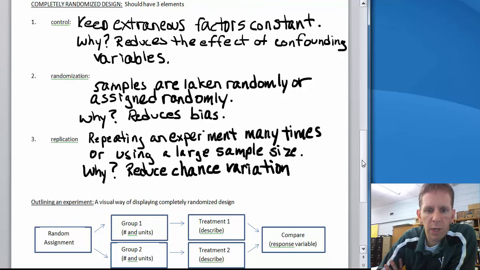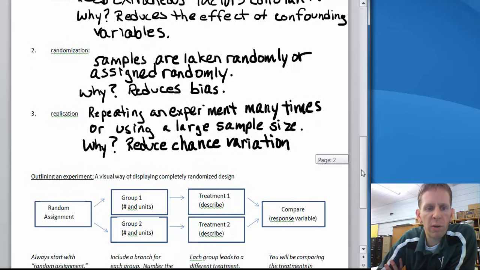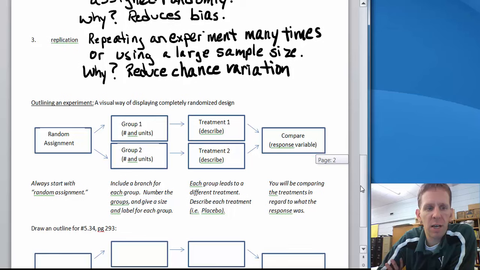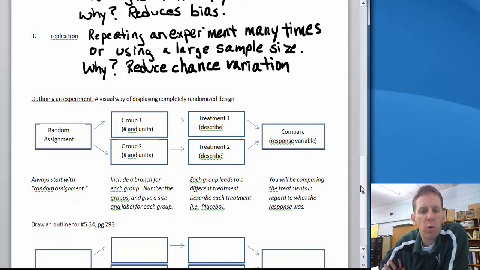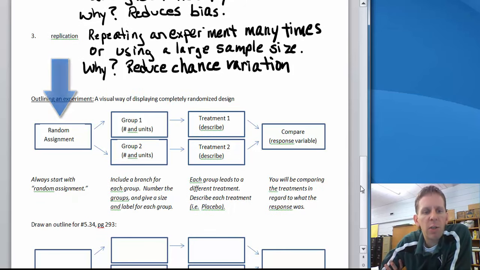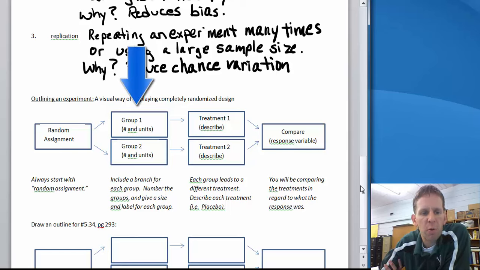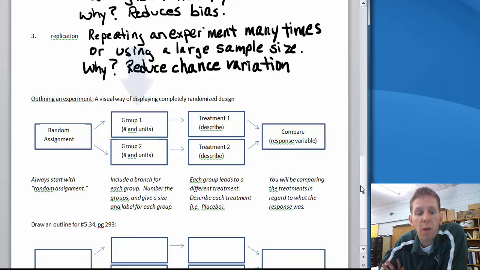The last thing we're going to address is how to outline an experiment. Now, an outline for an experiment is a visual way of displaying completely randomized design. In an outline, you always start with random assignment. Then you include a branch for each group. You're going to number the groups and give a size and label for each group. Usually group 1 and group 2 when you talk about how many items or units or subjects are in each group. You're going to describe the two treatments.